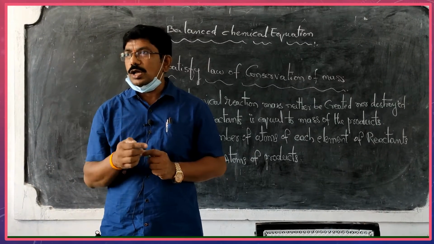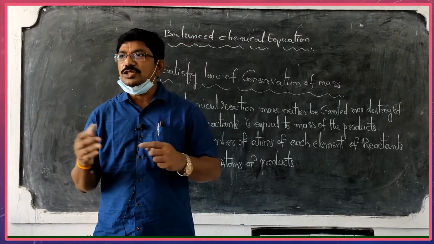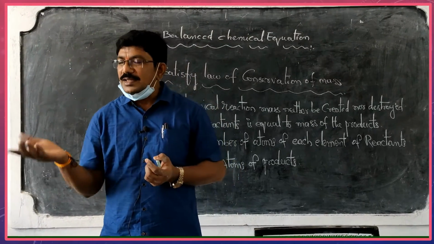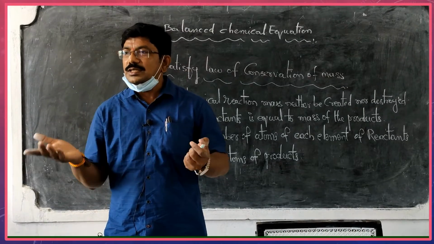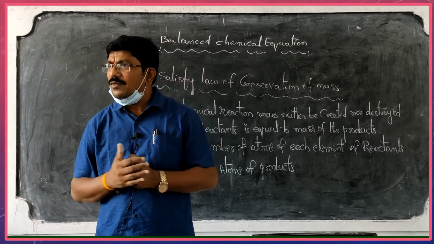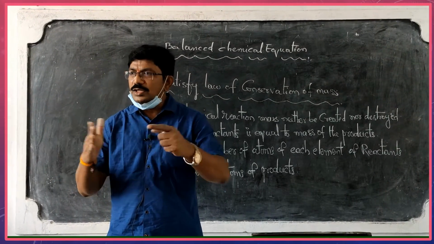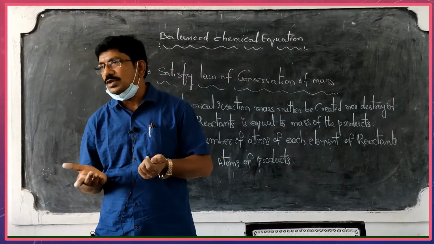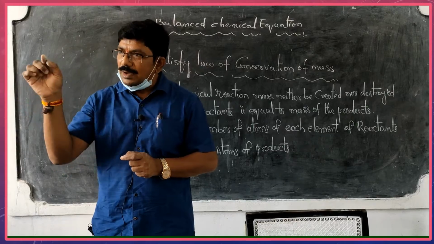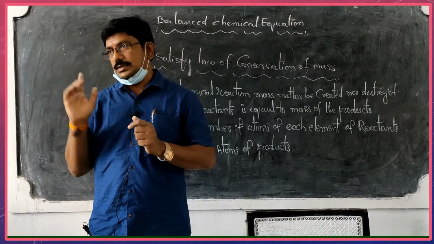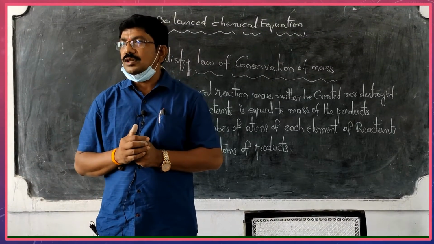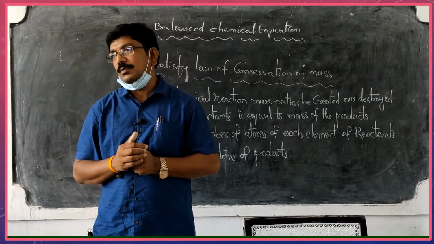Then you may get a doubt. Sometimes color is changing, sometimes temperature changes are taking place, sometimes a precipitate is formed. You may get the doubt, what is happening to the mass of the reactants and products? See, mass is transformed from one form to another. Gases are evolved, temperature changes take place, precipitates are formed, but no new mass is generated. So mass is neither created nor destroyed. This is known as the law of conservation of mass. As per this law, we have to balance the chemical equation.